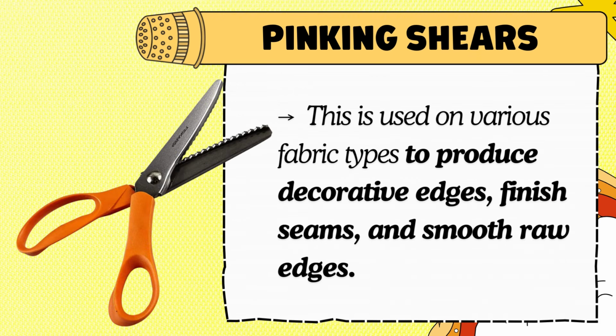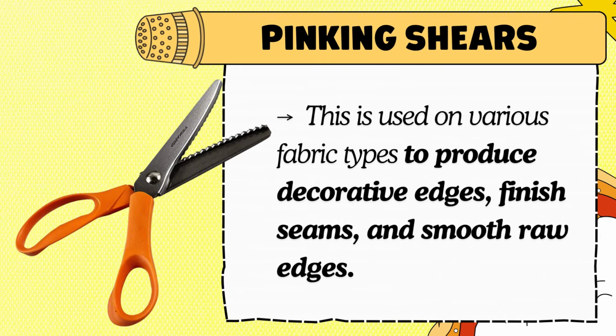9. Pinking shears. This is used on various fabric types to produce decorative edges, finish seams, and smooth raw edges. These are special scissors with zigzag edges. We use them to make the fabric edges look neat and to stop the cloth from easily unraveling.